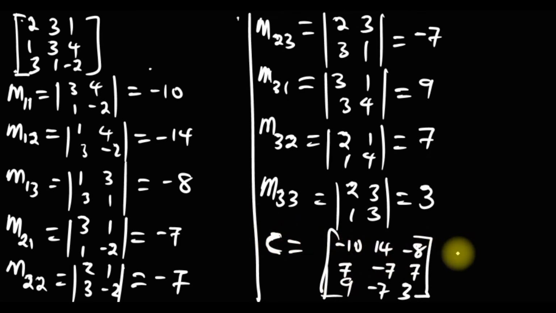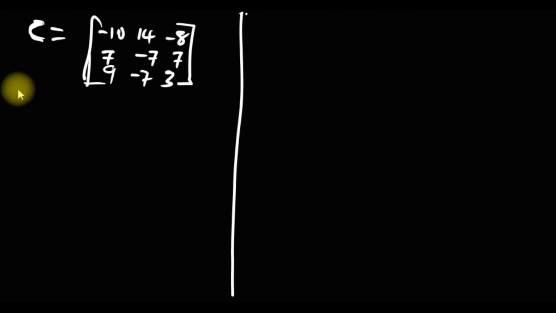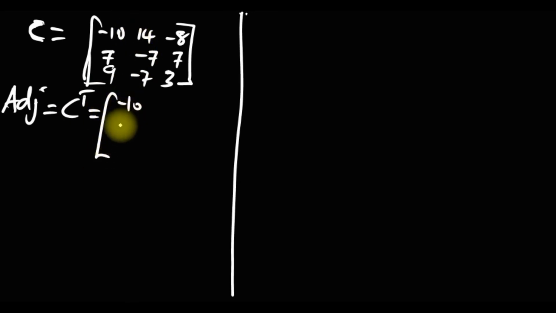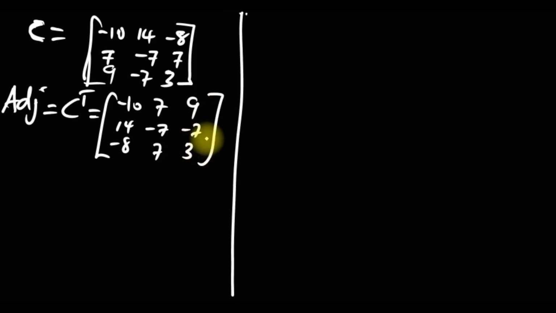So the next thing is the adjoint. The adjoint is the transpose of the cofactor matrix. So the adjoint of the matrix, which is the cofactor transpose, we transpose this to be minus 10, 14, minus 8, 7, minus 7, 7, 9, minus 7, 3. So these are our adjoints.